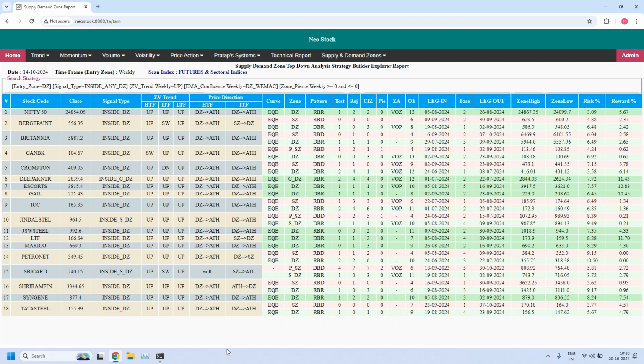Here you may get a question: do I need to plan my trade on the weekly zone? Need not be. You can use the weekly zone as an ITF, or as an HTF. And whatever concepts you learned in our course, the bullish trade setup or bearish trade setup, that way you can plan your trades. Or if you are a long-term or medium-term investor, you can plan your trades directly on the weekly zone.